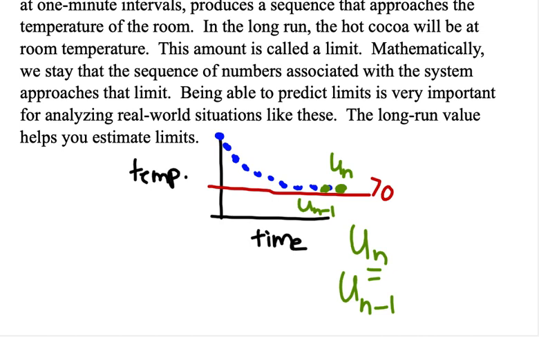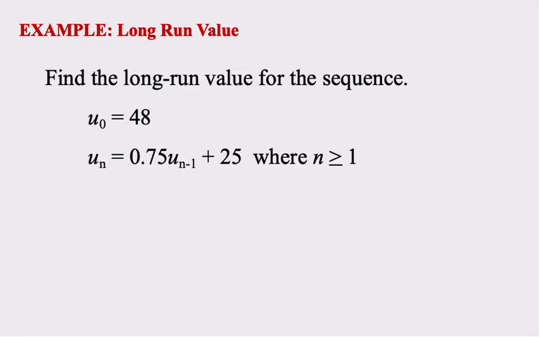So what we're going to do when we calculate long run value is we'll treat it that U sub n, the current term, and U sub n minus 1 are the same. So if I call U sub n x, U sub n minus 1 equals x as well. I'd call it the same thing. So let's try an example for long run value. Looking at here, you might be asked to find the long run value for a sequence.